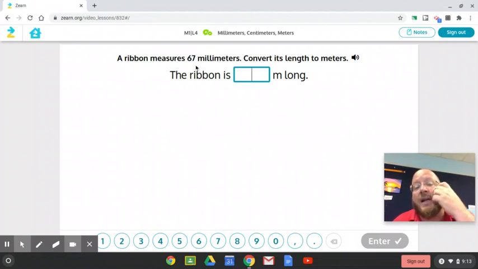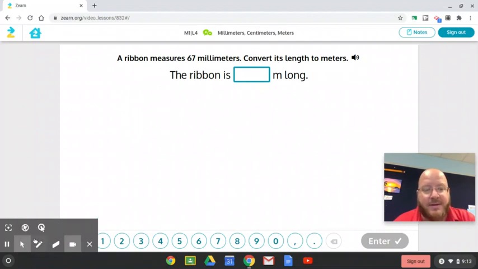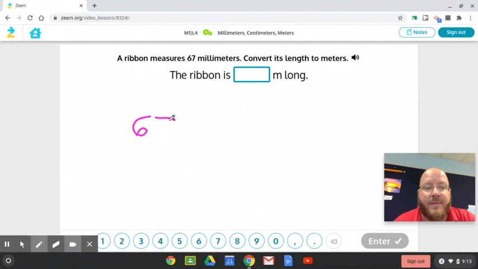Well, that means there's 1,000 millimeters in 1 meter. So I need to put this into groups of 1,000, but the problem is there's not 1,000 there, is there? So what I have is 67. And I'm going to divide this by 1,000. Division means I'm moving my decimal point to the left, right? Well, where is my decimal point in the number when I don't see the decimal point? It always comes after the number. Now I got to divide this by 1,000, right?